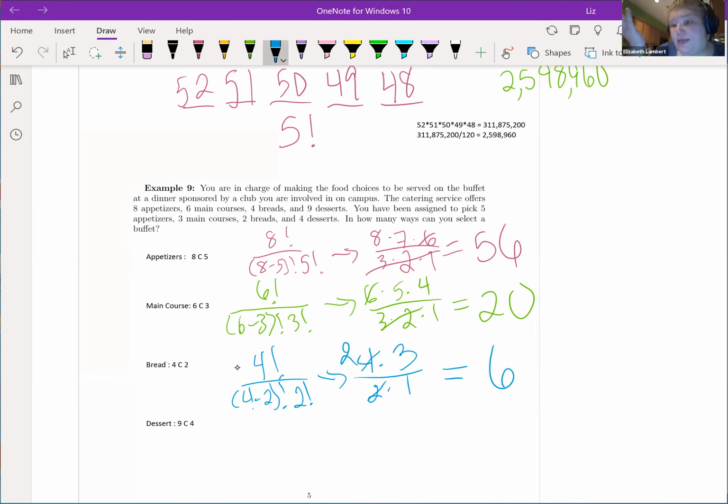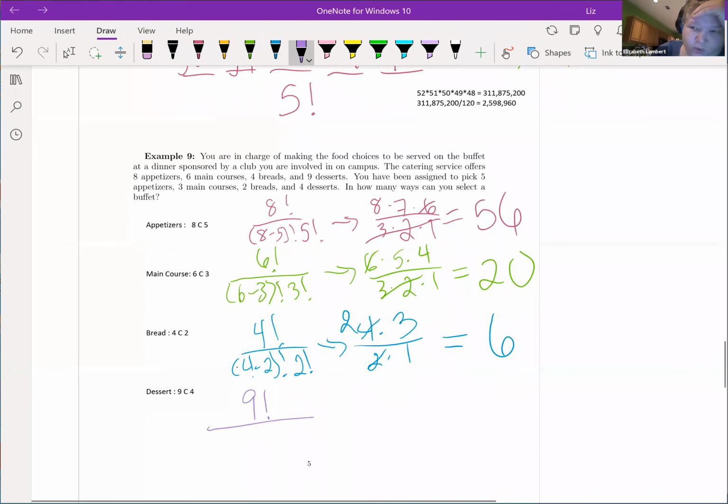So there's only 6 ways to choose 2 different breads from a list of 4. Which, yeah, there shouldn't be that many. It's a small list, and then we're picking an even smaller. But our desserts. So I wonder, are there more ways to pick the desserts, or were there more ways to pick the appetizers? Well, let's figure it out. So 9 choose 4, 9 minus 4, and then times 4 factorial. So that's going to be 5.